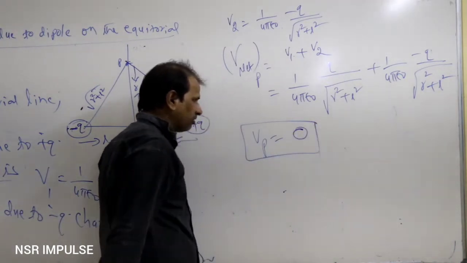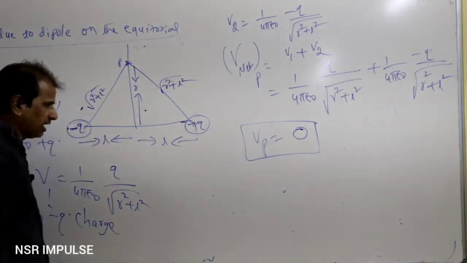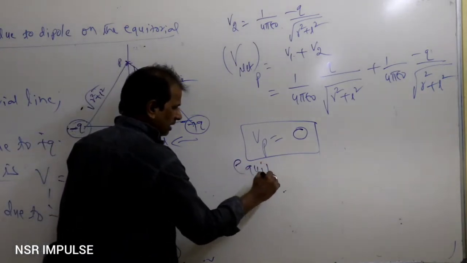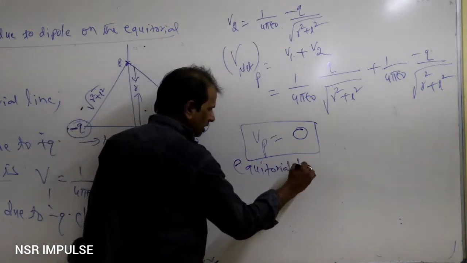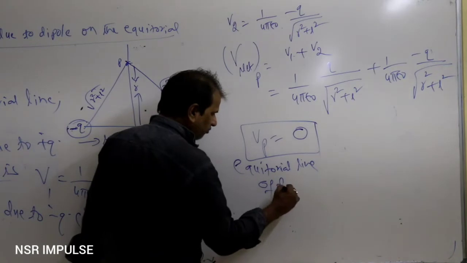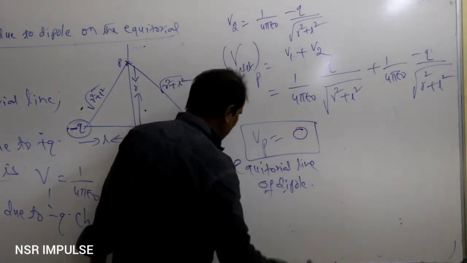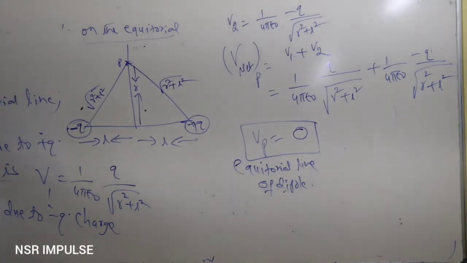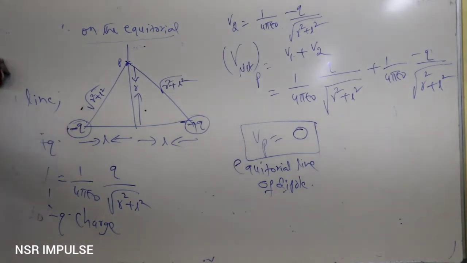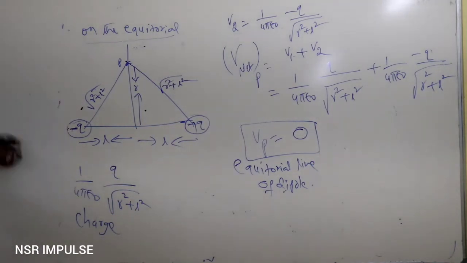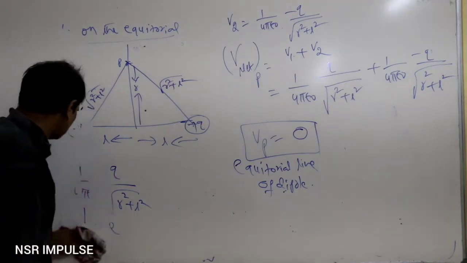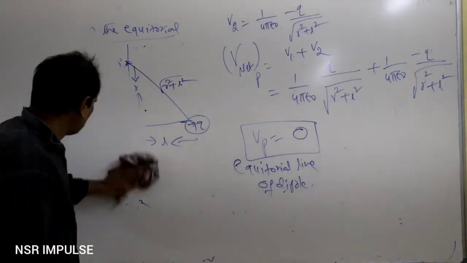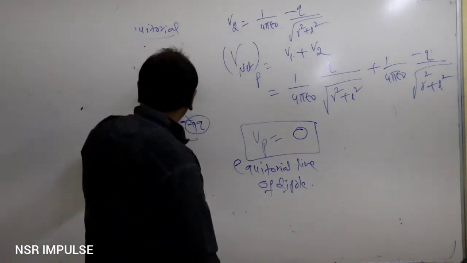So net potential will be 0 on which line? Equatorial line of what? Equatorial line of a dipole. Potential will be 0 on the equatorial line. Potential doesn't have any direction because this is a scalar quantity. Positive charge gives positive potential. Negative charge gives negative potential.